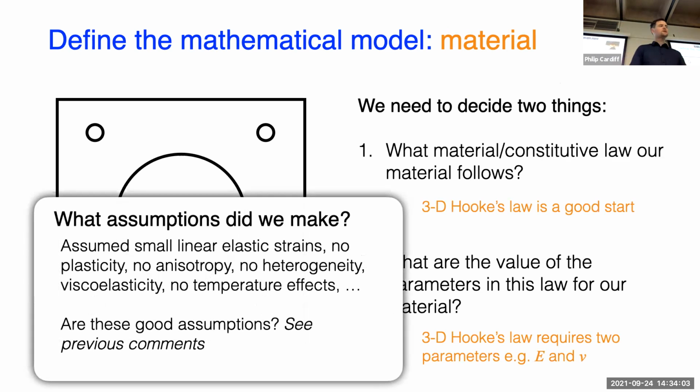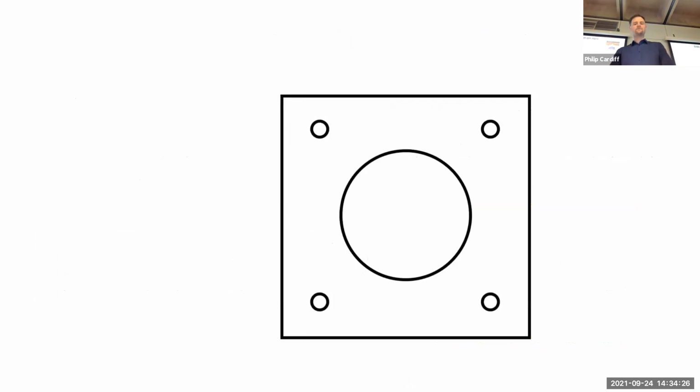So what other assumptions? Well, maybe we're implicitly assuming the strains are small. It's not like undergoing large strains. We're assuming it's not undergoing plasticity, viscoelasticity. There's no heterogeneity, as in maybe the Young's modulus is a little bit higher here than it is over there. And viscoelasticity, temperature effects. Are they good assumptions? Well, we may have to come back and check and not exclude those. There are other ways to exclude those effects as well.